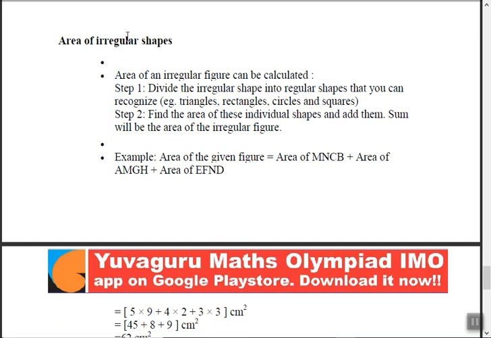How are the areas of irregular shapes calculated? See here. Divide the irregular shape into regular shapes so that you can recognize them. Irregular to regular. Convert them to triangles, squares, whatever you can measure. Circles, squares, etc. We must have the formula for these shapes. That's it. So find the area of the individual shapes and add them. We have done this in our earlier video also.